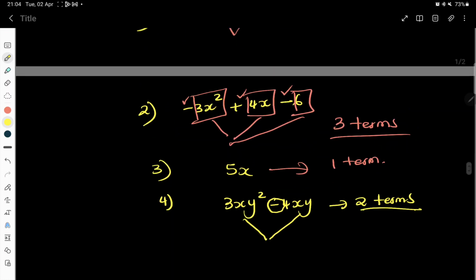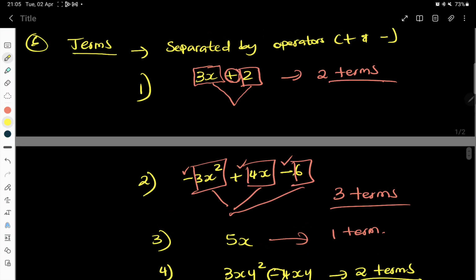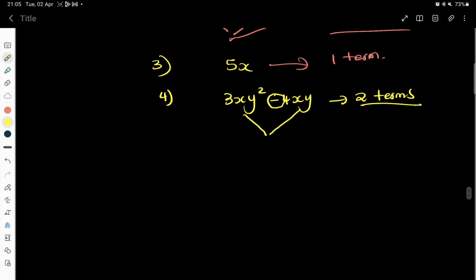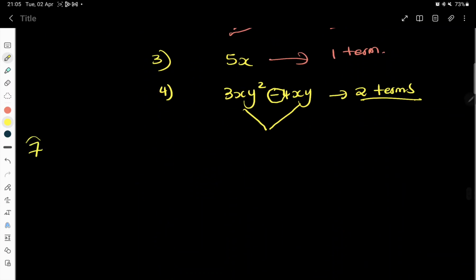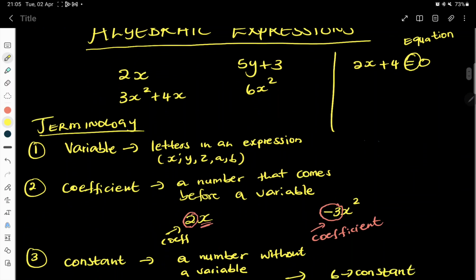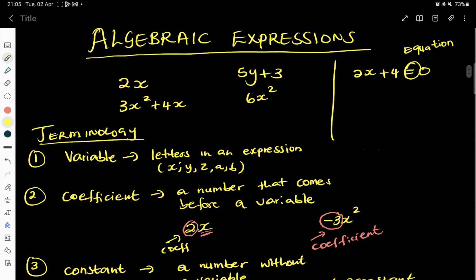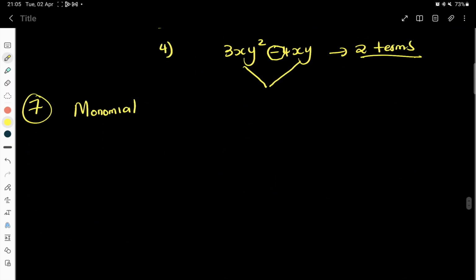So that is important. That's basically the terminology that you have to know. And then now we have important things also. You have to know what is a monomial. Oh, I forgot to mention to you guys that when you talk of algebraic expressions, we talk of polynomials. Polynomials are algebraic expressions with more than two terms.